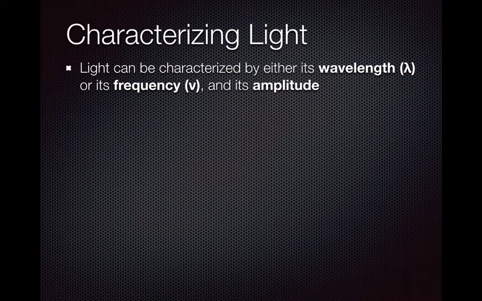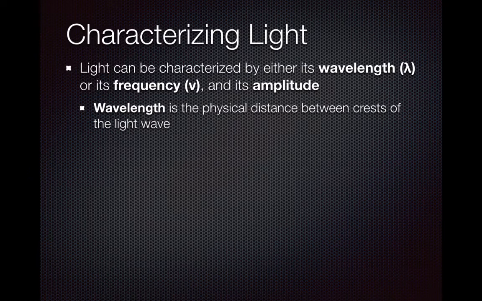Let's characterize our light. Light can be characterized three different ways: by its wavelength, its frequency, and sometimes by its amplitude, which doesn't have a specific Greek letter. Wavelength is usually given by lambda, and frequency is usually given by the Greek letter nu, not a V as it looks like on the screen. That is a Greek letter nu. Amplitude doesn't really have its own letter. Let's look at each one of these.